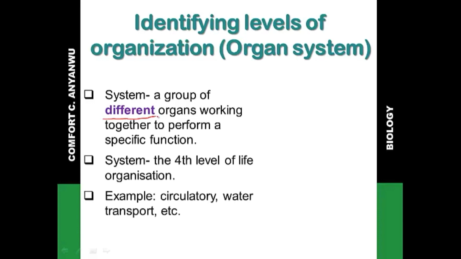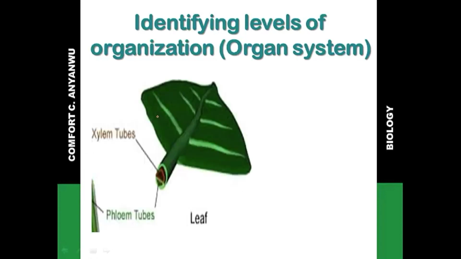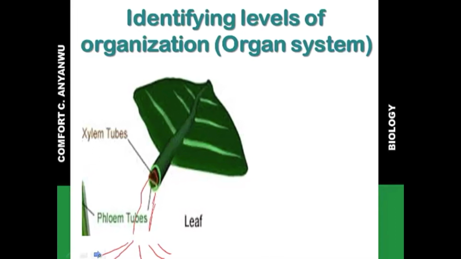Is the fourth level. An example of organ systems include the circulatory system, water transport system. For example, if we look at this leaf, the xylem tissue we met before, if we draw a line going down, we will extend until we get to another part of the plant, which is the stem, and then we'll extend to the root. So you can see that there are so many organs involved.